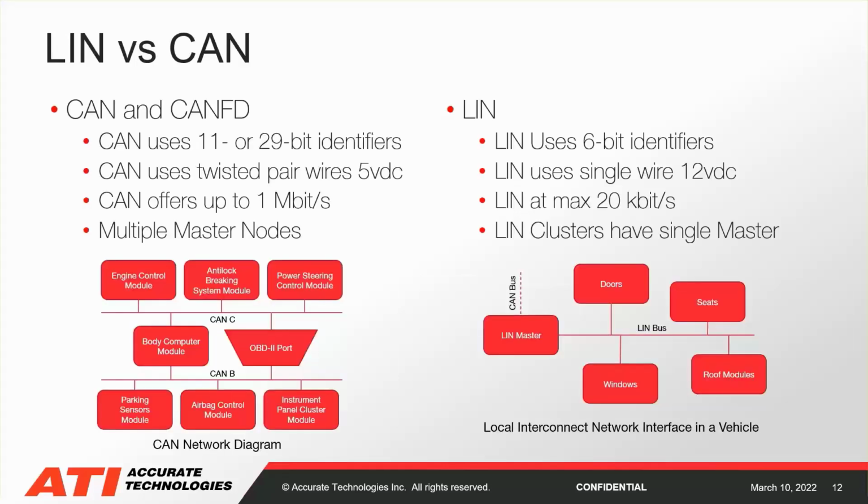Here we see an example of the difference between CAN and LIN. Whereas CAN has multiple nodes, LIN has a single master and multiple slave nodes. LIN is a much slower bus rate. CAN uses a twisted pair with a 5-volt offset for its messaging. LIN uses a single wire at an 80% offset. CAN can have either 11 or 29-bit identifiers, whereas LIN uses 6-bit identifiers.